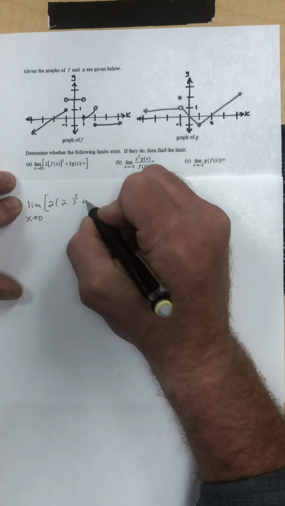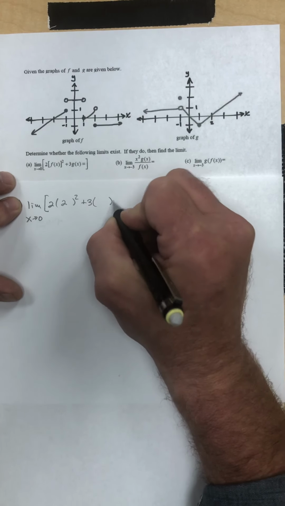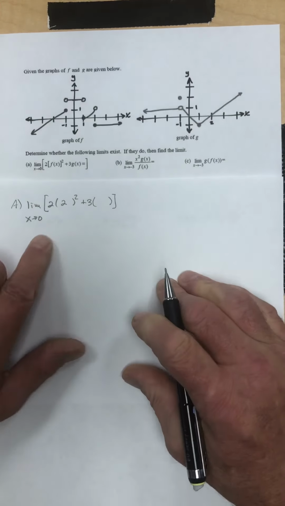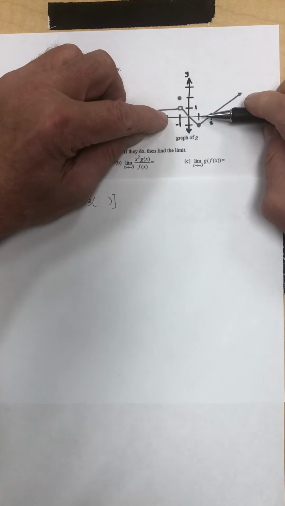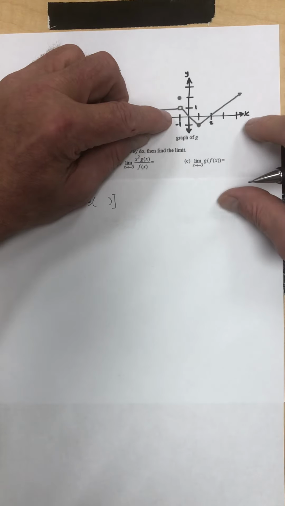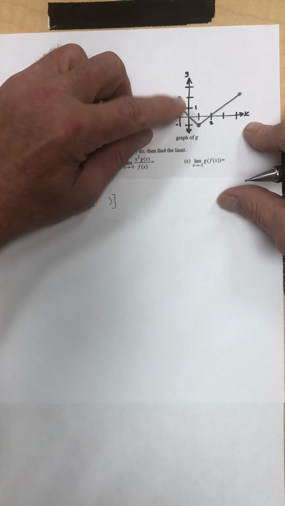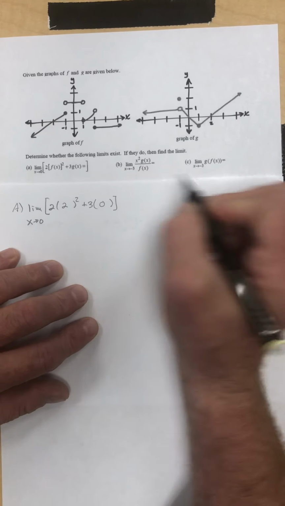Okay, plus 3 times g of x. What's going on with g of x as we approach 0? If you look over here, as we get closer and closer to 0 from the right, notice all our y values are approaching 0. And as we get closer and closer to 0 from the left, all my y values are approaching 0. So that goes to 0.